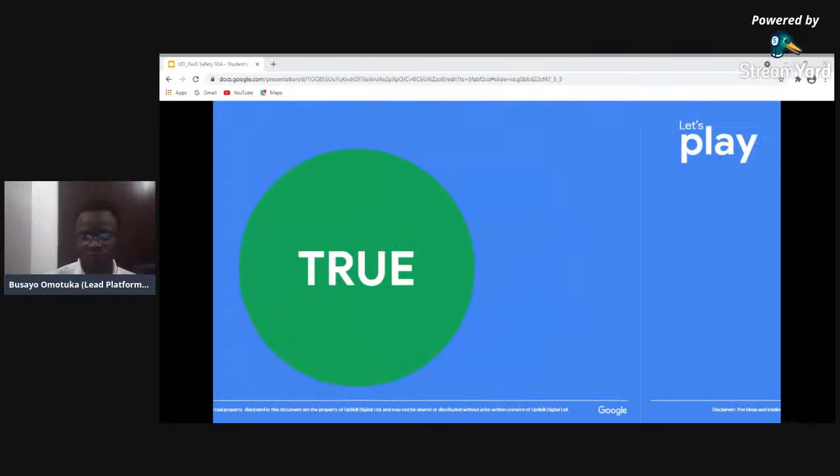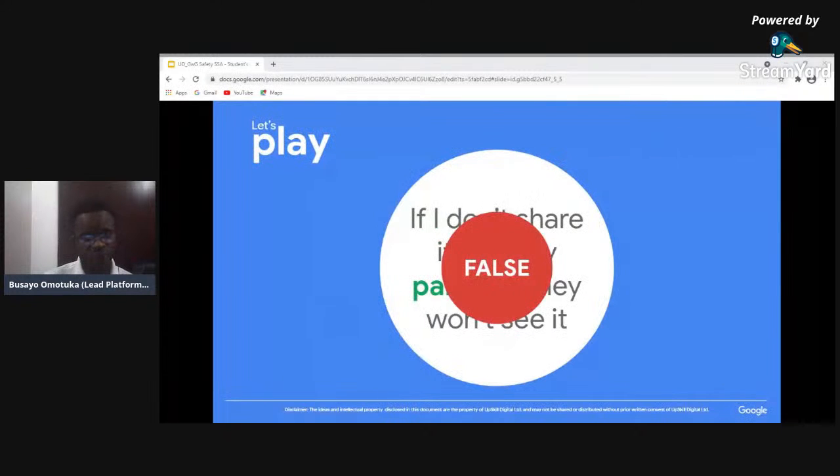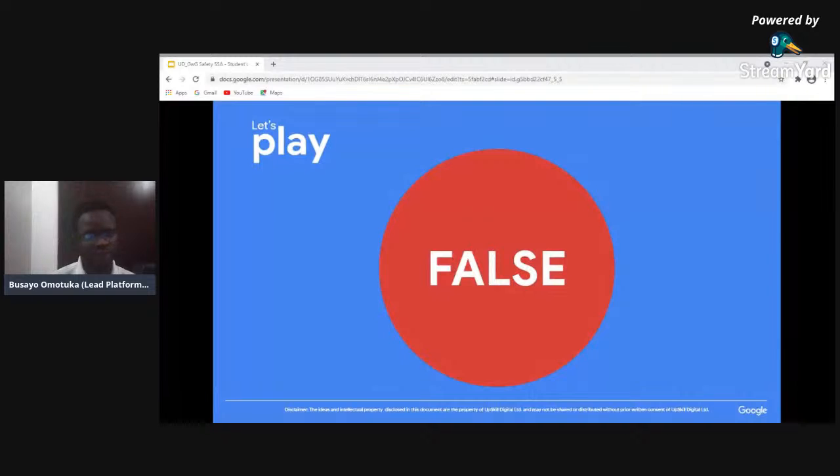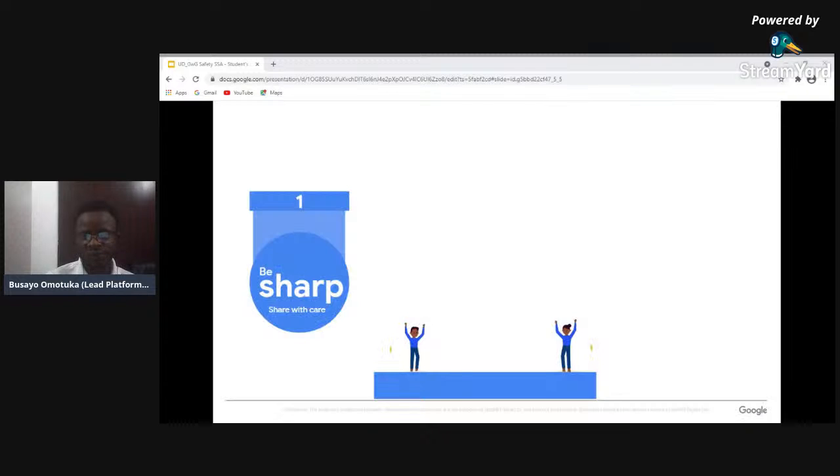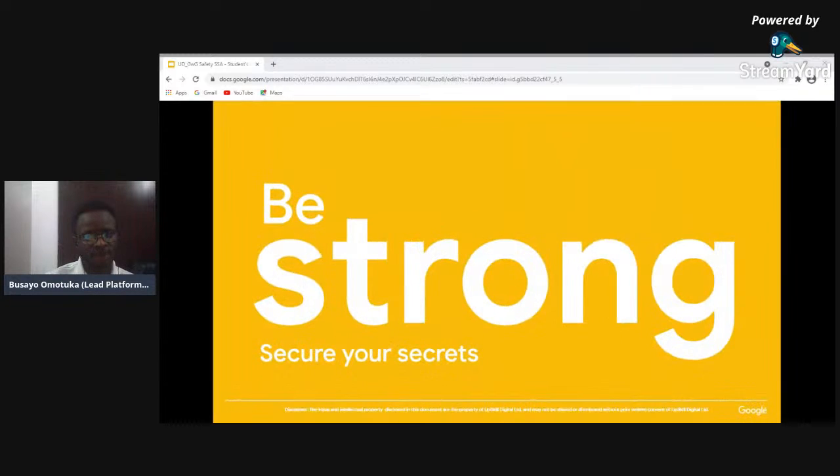If I don't share with my parent, they won't see it. This is actually false, because it is not only when you share with somebody that the person will see it. You can have a group of people on your platform. If you block one person, the other people will still be seeing it. So it's very important to get familiar with your settings. So let's go to the next slide. I want to congratulate us for completing the first chapter of this workshop. We're making progress. Let's move to the next chapter.